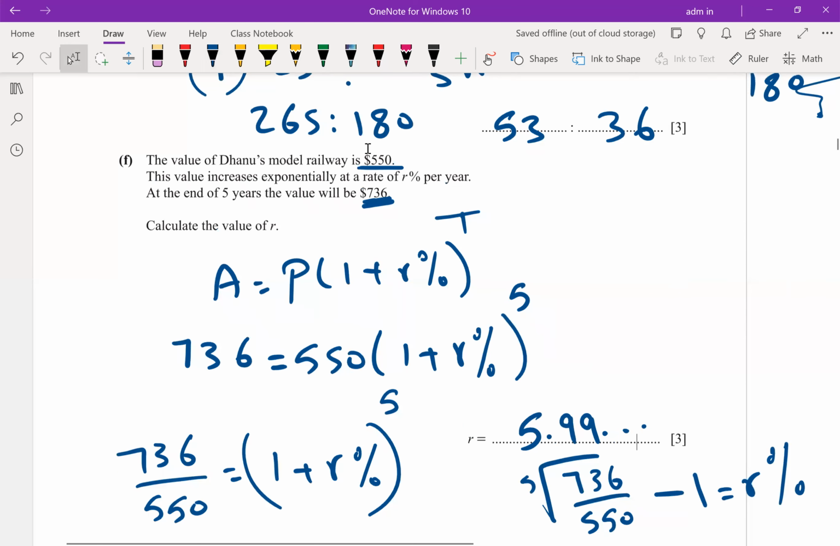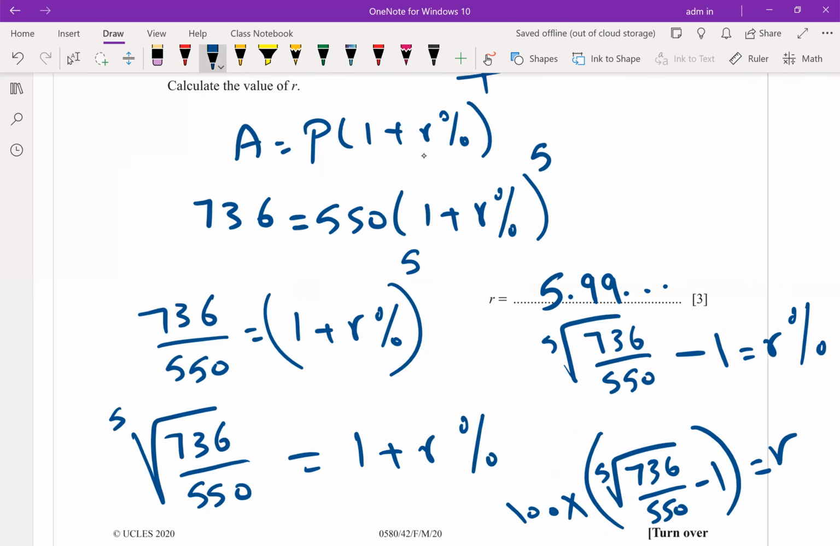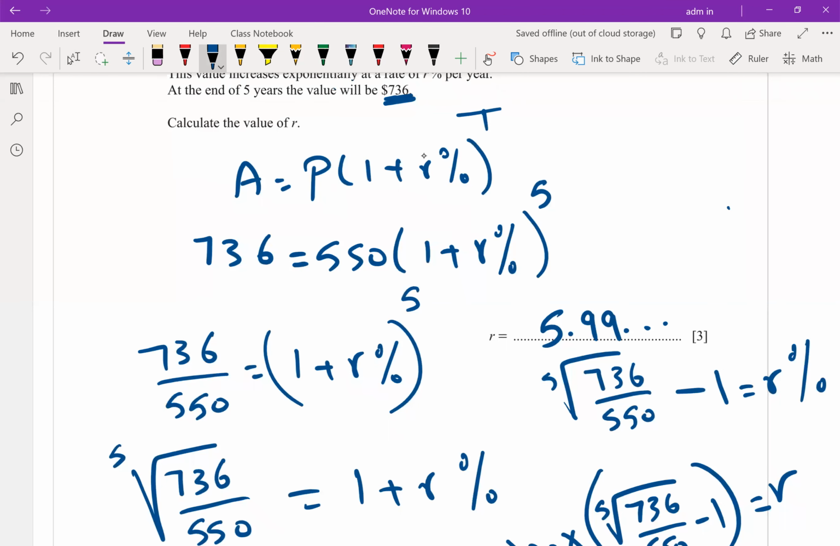Omar asks why we don't take the fifth root first. We have here P, and P is not under the fifth root. If it were, you would be right. You have to remove P first. Step number 1 again, divide by 550 first, then the fifth root, then minus 1, then times 100. Why do we times 100? R percent means R over 100, but he asked to get the value of R, so you have to multiply by 100.